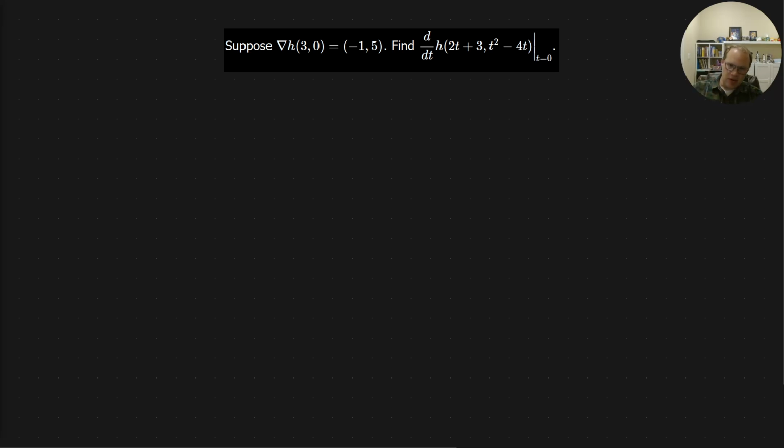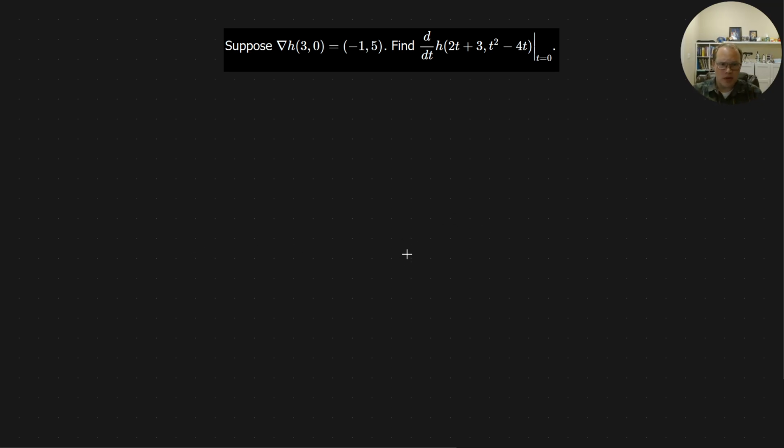Let's take a look at another example where direct substitution isn't an option. So here I want to find the derivative of function h with these two components that depend on t plugged in. Now I do know that the gradient of h at (3, 0) is equal to (-1, 5), but notice I don't know what function h is, right? It doesn't tell me what function h is, so I can't just directly substitute in the components and take the derivative with respect to t. I need the multivariable chain rule here, okay?